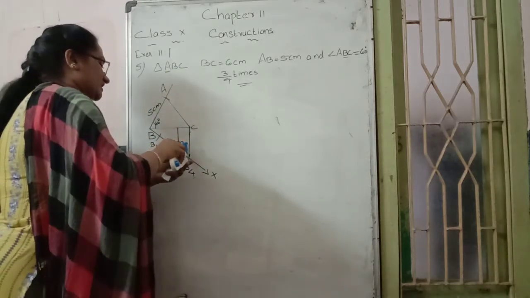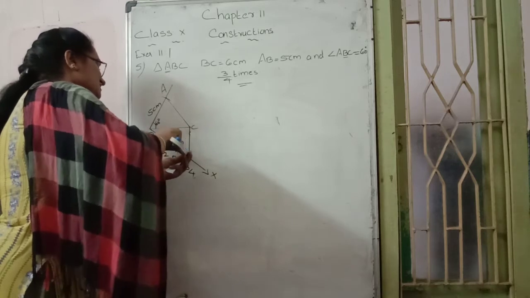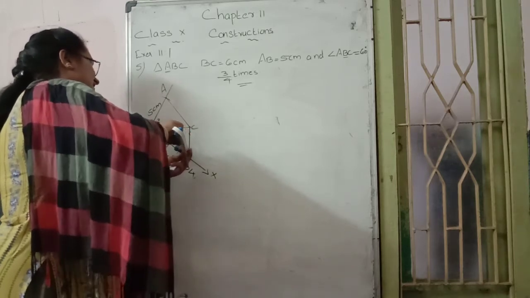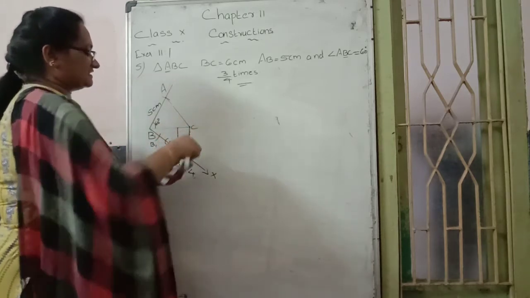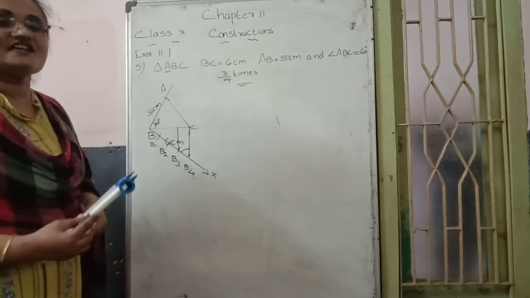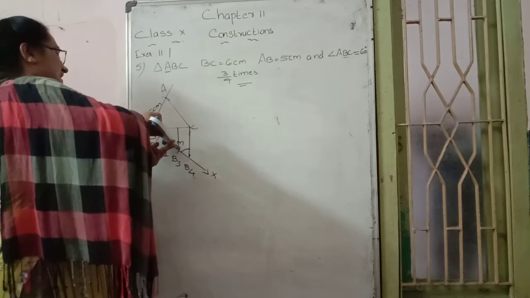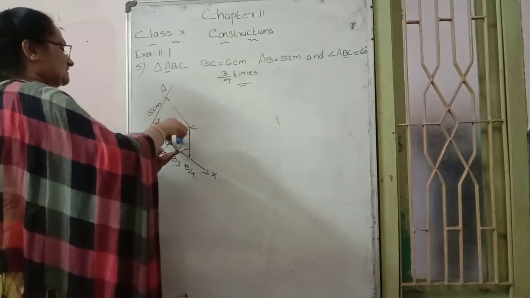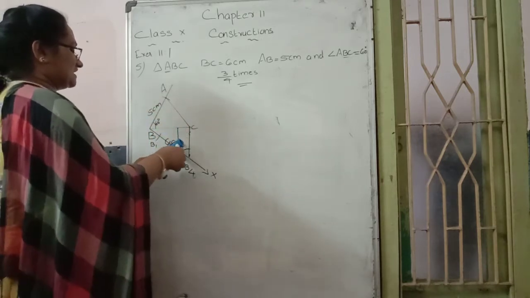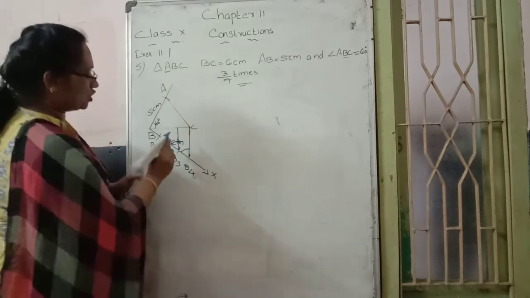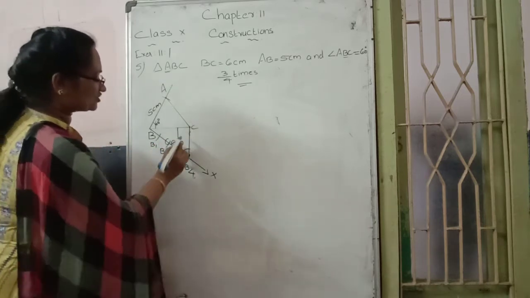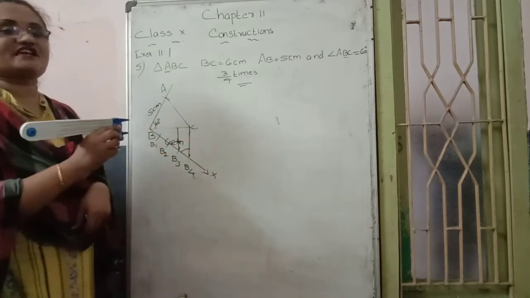Or otherwise, the next method is arc construction. Arc, how to do? First, B4 as center, draw an arc like this. Same way, B3 as center, draw the same arc. Then draw one more arc. The intersecting point of both arcs is joined with a straight line.